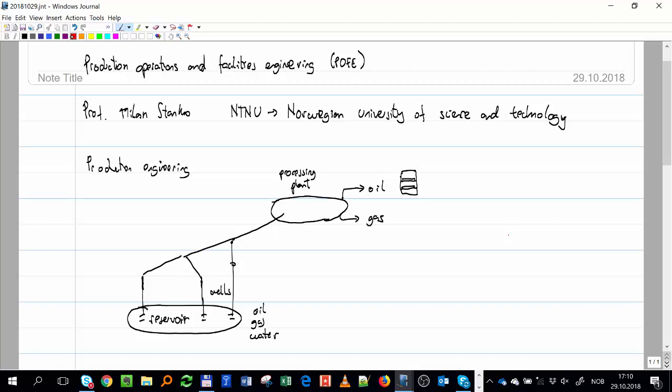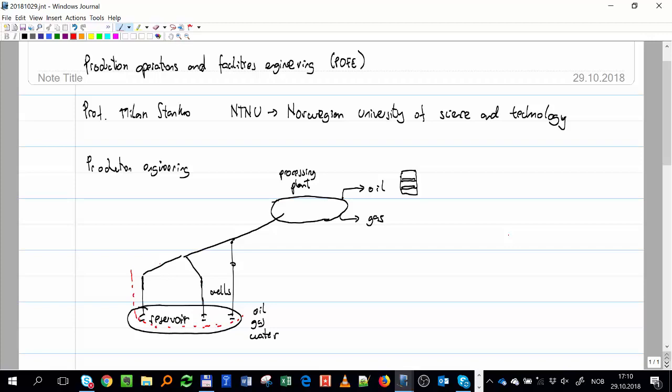Okay, so production engineering is basically covering from the near wellbore formation. We are not so concerned about the long-term effect, what is going to happen with this reservoir when we drain it after 10 years, how do we recover more oil and gas from this reservoir. We are concerned about how the well is going to produce, how much rate we are going to get from the well.